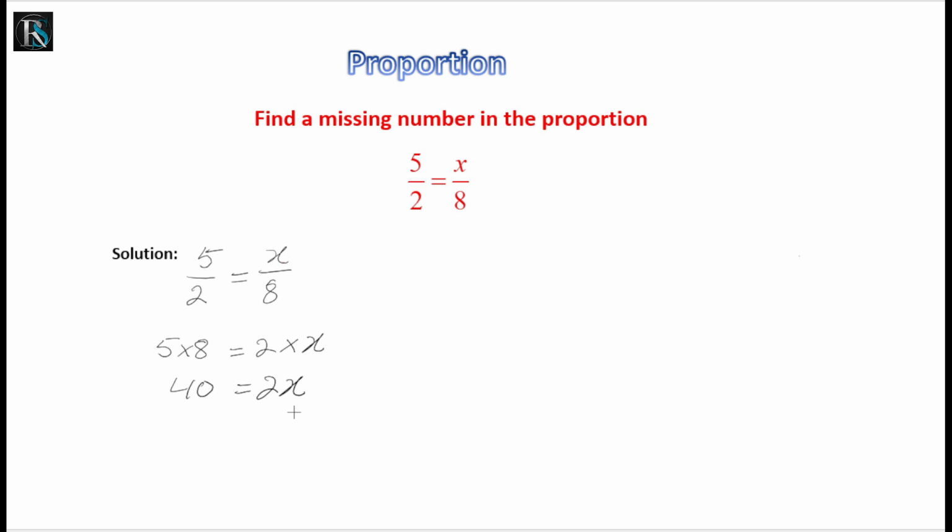Then what we need to do? We will just divide 2 on both sides. So we will get rid of 2 here and we will be left with only the x value. So that's the purpose here. We need to find the value of x. So for that, we will divide 2 on both sides. And we will be left with x is equal to 20.